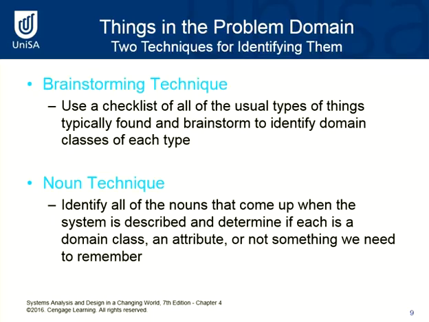The brainstorming, again, is a technique that uses that checklist and that slide that showed you the things and the different categories of things that you might want to identify classes with. The noun technique, again, if you have some documents, if you have some information that's listed, you can start with the noun technique. You can identify all the nouns, and then for each of those nouns, as you list them in a table, you determine, is this something that we need to store information about? Are there multiple instances of this particular noun? Is it actually an attribute for another thing that we need to store the information about?